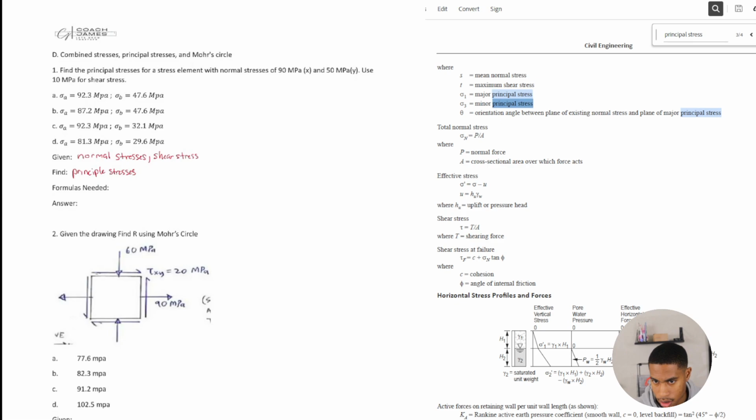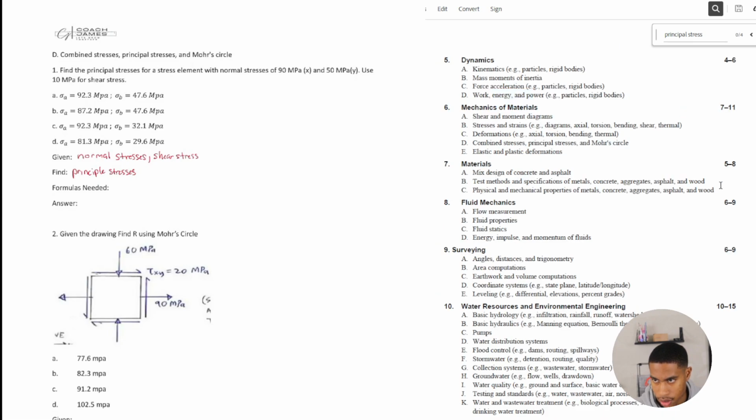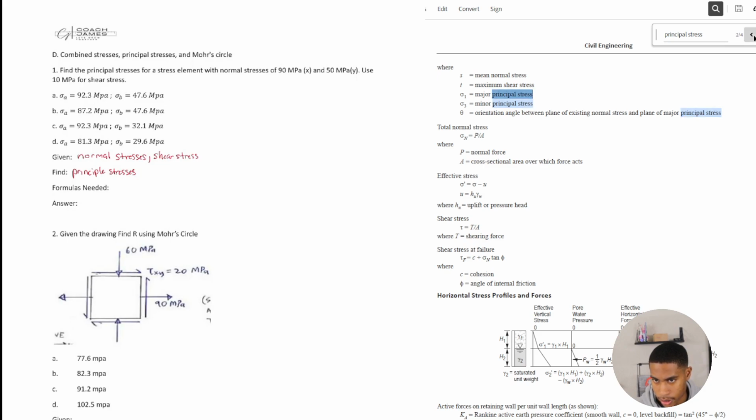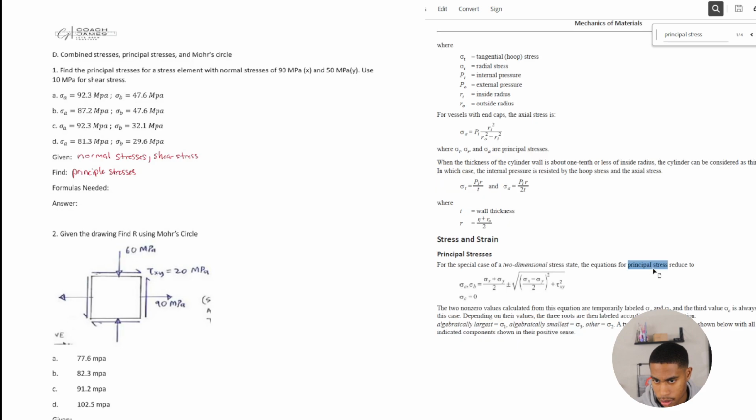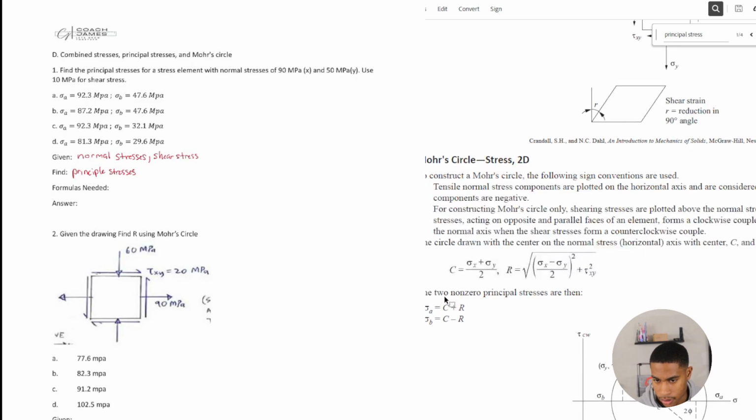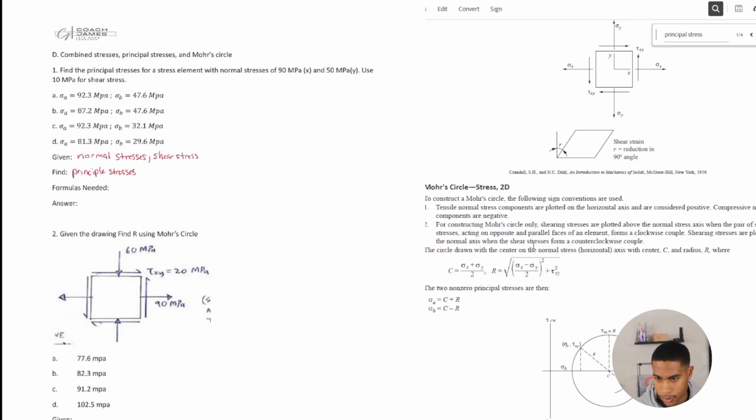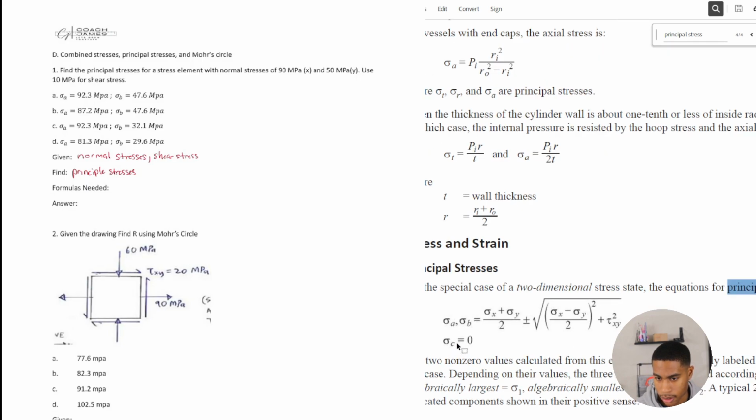I think there's another way that I can solve it too, that I just wanted to bring up. It should be in the Mohr circle. The two non-zero principal stresses are C plus R and C minus R. So that's principal stress A and principal stress B. We could do it that way, but I actually like this way better. So let's knock these out and see what values we get.